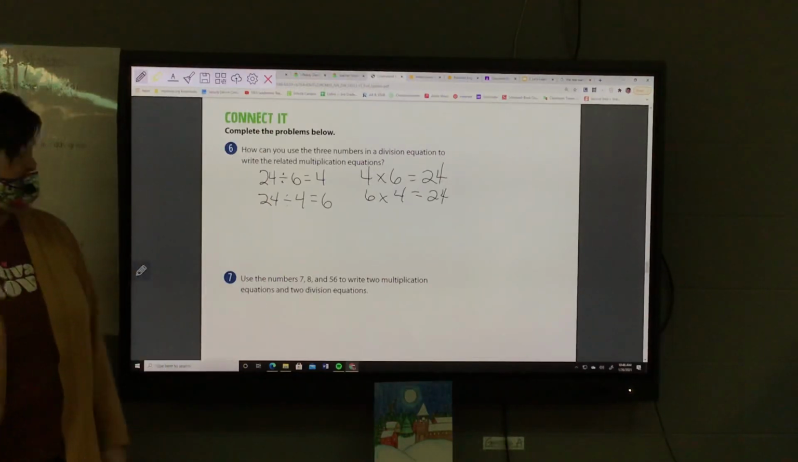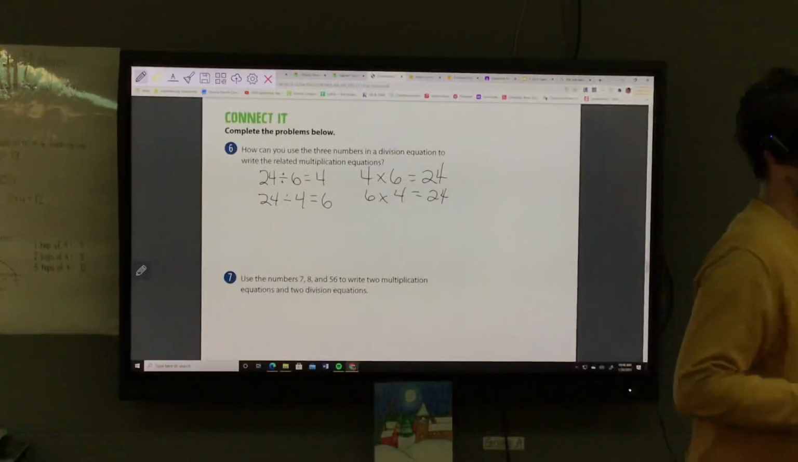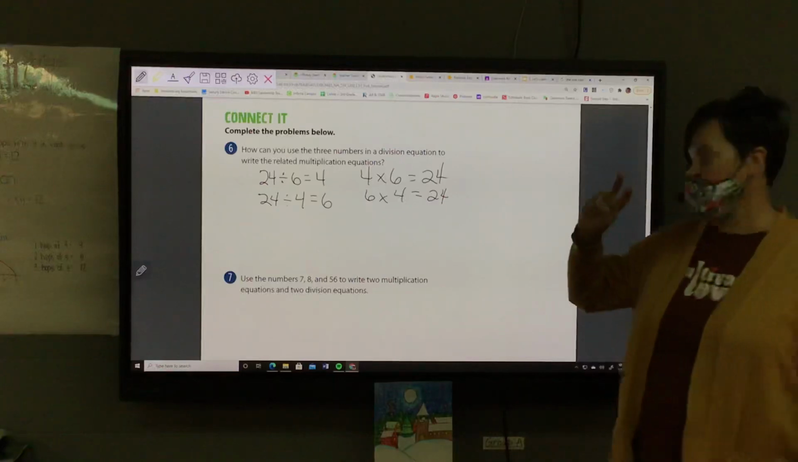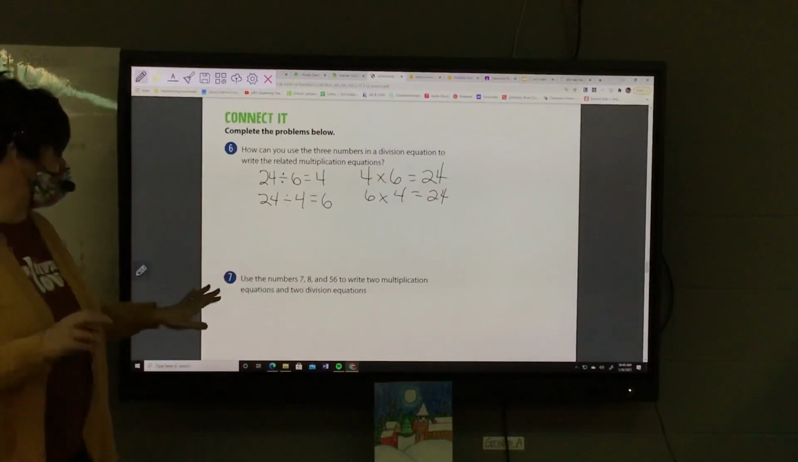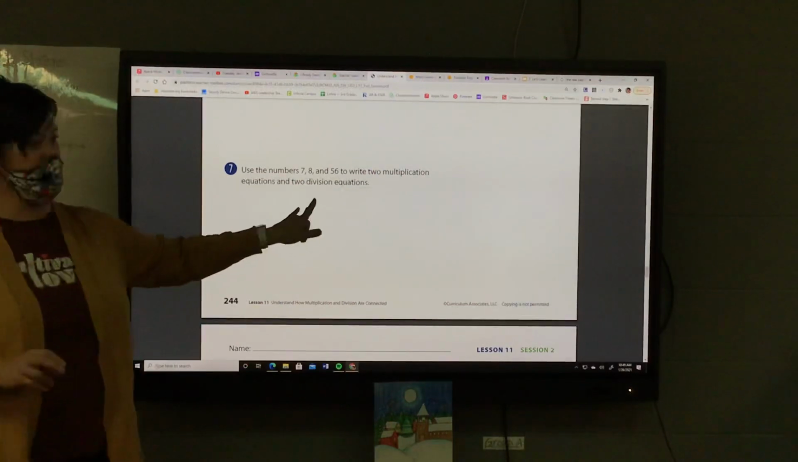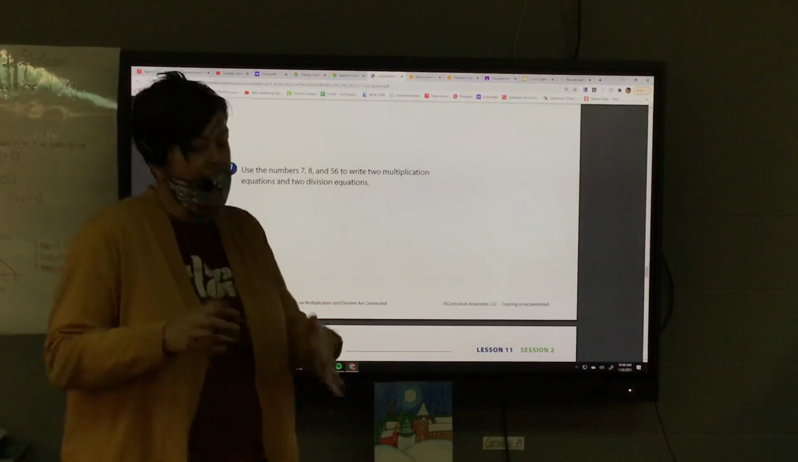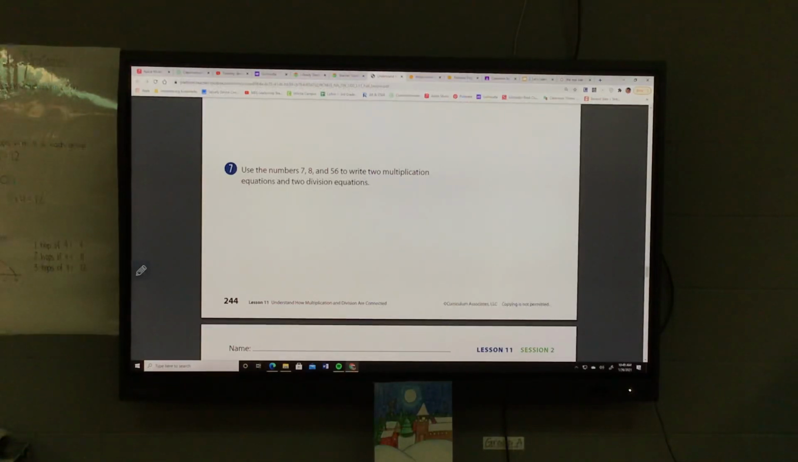Look down at 7. You're going to use the numbers 7, 8, and 56 to create a fact family. So it's going to have 2 multiplication equations and 2 division equations. So create the fact family that goes with this. Don't let your neighbor see what you're writing. How many multiplication equations? 2. How many division equations? 2.